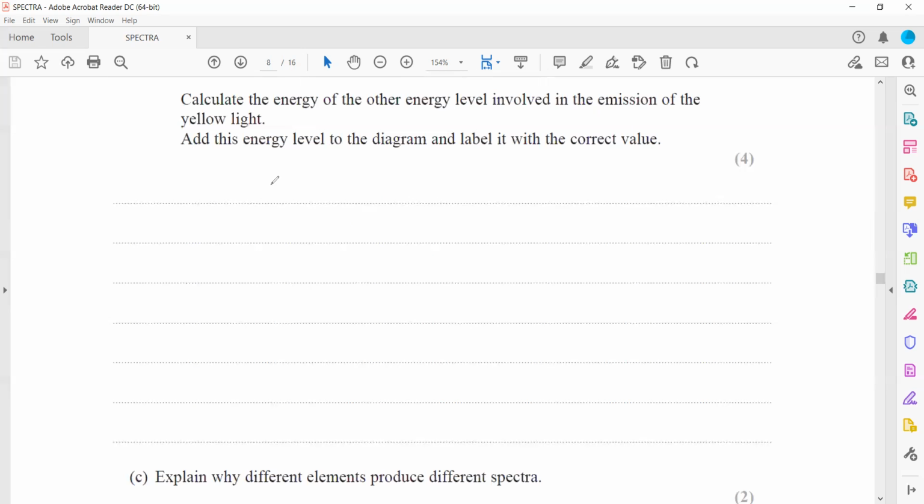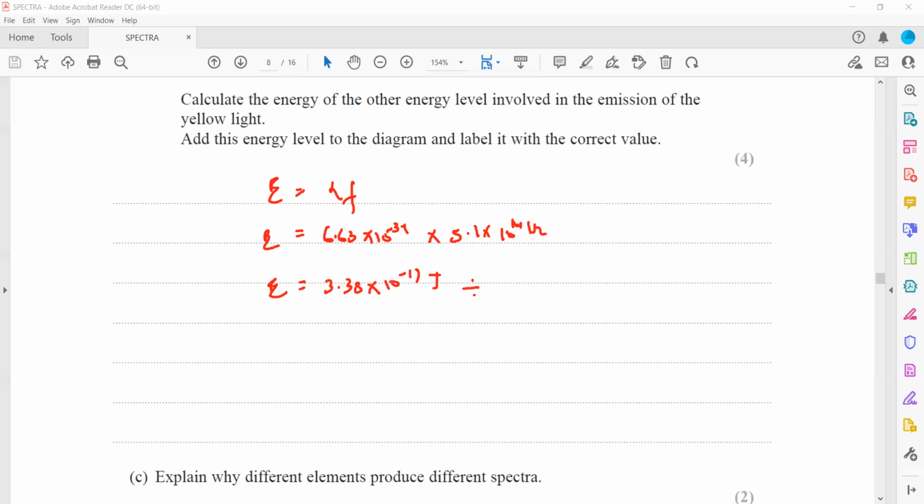So E is equal to hf. So energy is equal to Planck's constant, which is 6.63 into 10 to the power minus 34, times the frequency which is emitted, 5.1 into 10 to the power 14. When we multiply, we'll get the energy in joules, but in an energy level diagram, energy is given in electron volts. So we have to convert this, which is 3.38 into 10 to the power minus 19 joules, into electron volts. So we divide by 1.6 into 10 to the power minus 19, because 1 electron volt is 1.6 into 10 to the power minus 19 joules. So we'll get the answer in electron volts, which is 2.11.